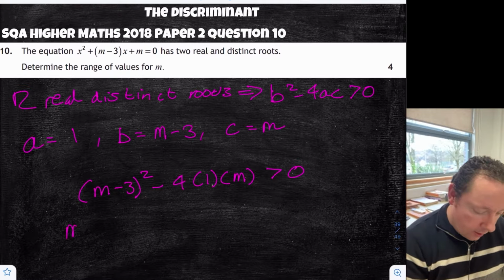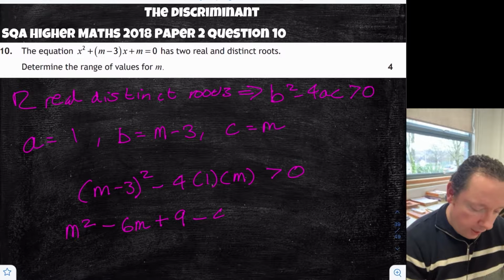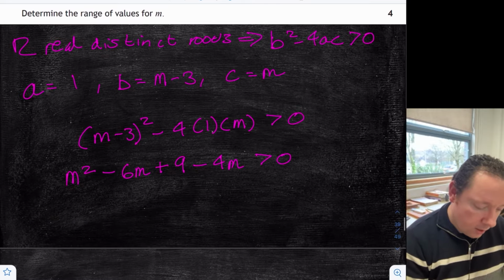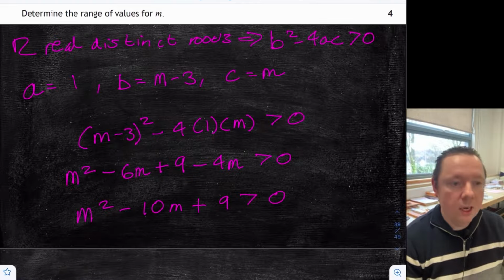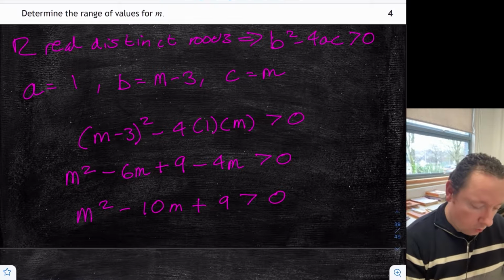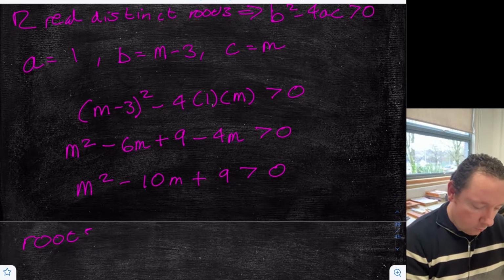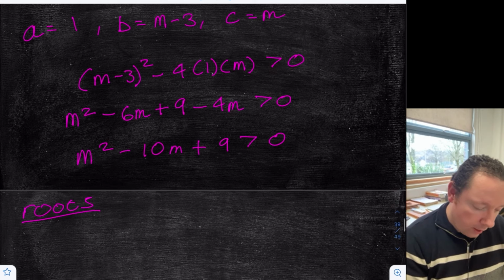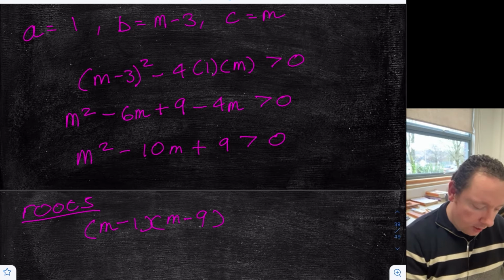So that is m squared minus 6m plus 9. And then 4 times 1 is 4 times m. So minus 4m is greater than 0. So that gives me m squared minus 10m plus 9 is greater than 0. So we need to examine the roots. So looking at the roots, we can try and factorize this. We've got double brackets, m and m, 9 and 1, minus 9 minus 1 gives you minus 10. So the roots have m equal to 1 and m equal to 9.